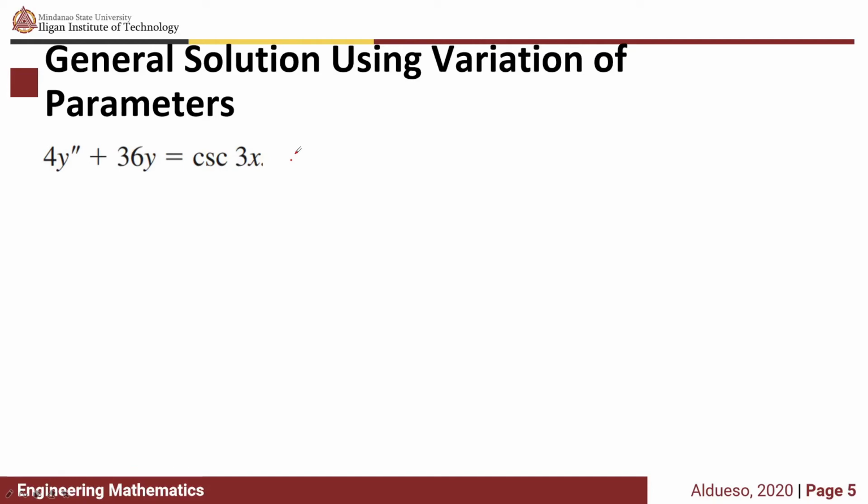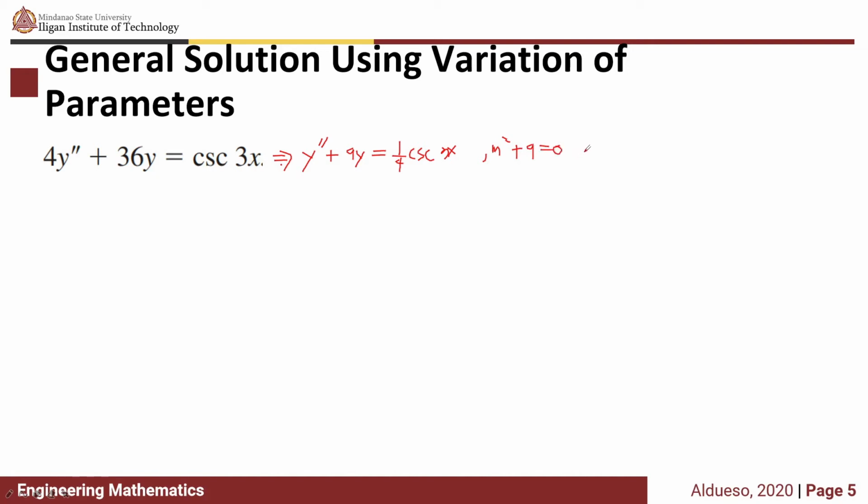For the next example, we have this differential equation. So first, let's write this differential equation in its standard form. We have y double prime plus 9y equal to 1/4 cosecant 3x. Now getting the auxiliary equation, we have m squared plus 9 equal to 0.